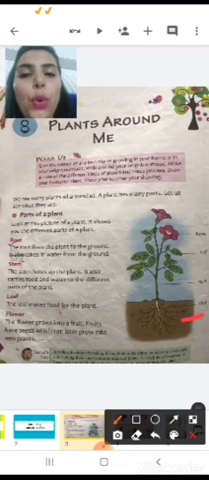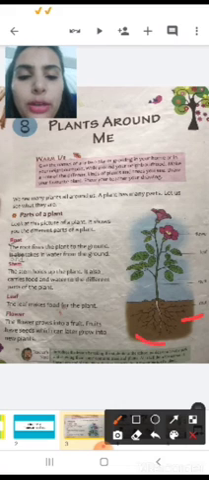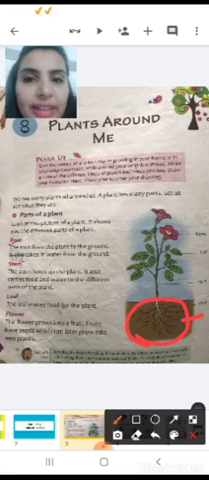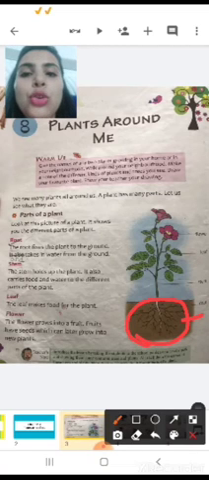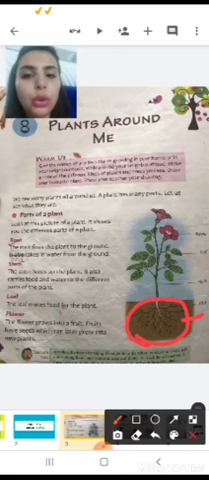Okay, so root basically fixes the plants to the ground. It is under the soil. Roots are under the soil. See, these are the roots. Roots are under the soil and fix the plants. So basically plants stand on their roots, just like we stand on our legs. Similarly plants stand on their roots.